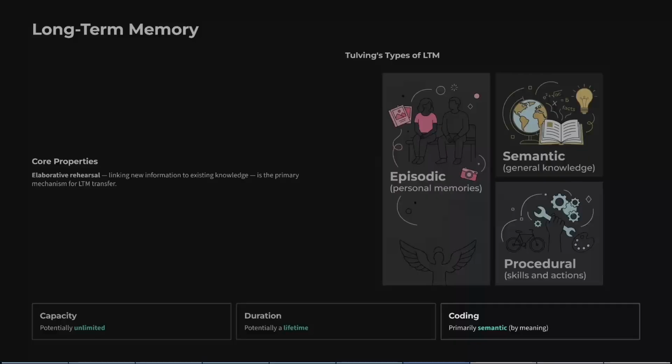And here on the slide, you've got Tulving's 3 types of long-term memory. Let me talk you through each one because the distinction will come up in an evaluation. Episodic memory. These are your personal autobiographical memories, where you were, what you did, who you were with. These are time-stamped personal events. Your memory of last Christmas, your memory of your first day at school. These are episodic.